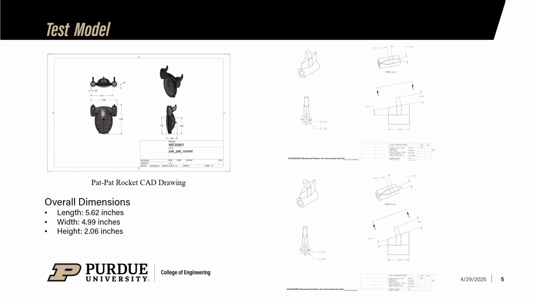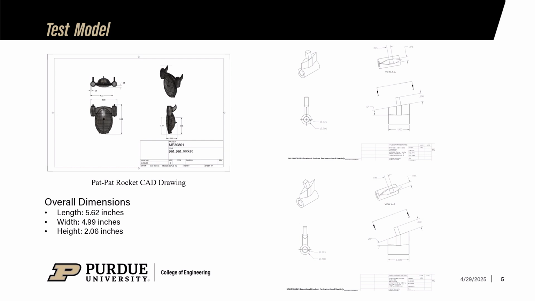The test model was our Pat Pat rocket, and it can be seen in the CAD model in the top left, showing the overall dimensions and shape. The total length was about 5.62 inches, total width 4.99 inches, and the total height 2.06 inches. The overall geometry can be seen in the CAD drawing.